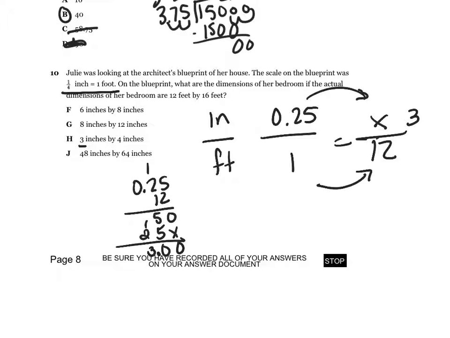Look right there. And then I would do 0.25 over 1, x over 16, and we would get the same thing. So we would get 3 inches by 4 inches. Okay, and that finishes up our Unit 5 test.